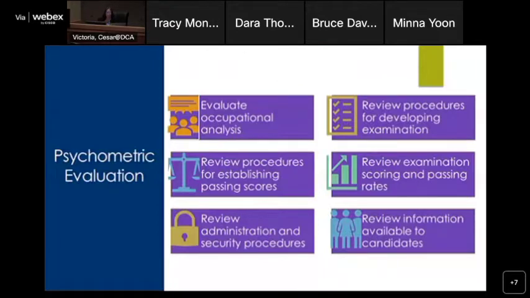And again, I know I'm giving you lots of information. This can all be shared with you. This is a public document. You can take it. We have handouts that describe, for example, each of these pieces on this slide. So when I talk about that psychometric evaluation, that first stage, we're looking at how that study is done, that occupational or job analysis. We're looking at how the exam is developed. We're looking at how passing scores are established.